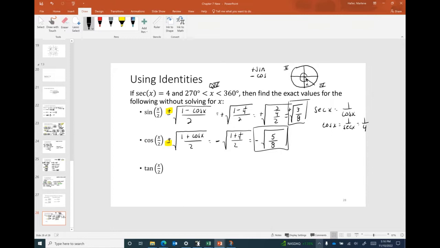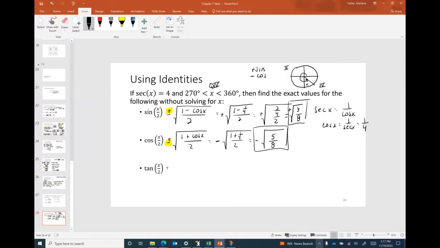Now, for the tangent, there is a half angle identity that I could use, or I could just say it's the sine over the cosine. The identity says the tangent of x over 2 is 1 minus the cosine of x over the sine of x. So what's that going to be? 1 minus 1/4 over, oh wait, we have a problem, don't we? We don't know the sine. Well, we could calculate the sine, couldn't we? But I'm feeling tired and we're at the end of this lecture, so I'm not going to do that.